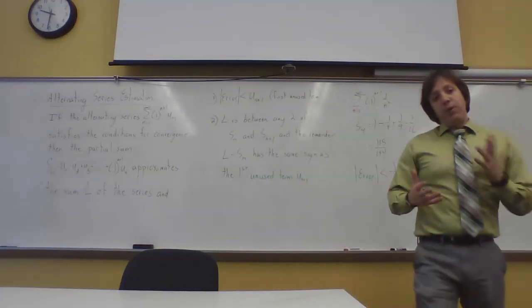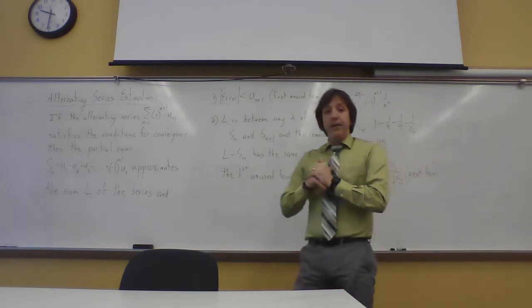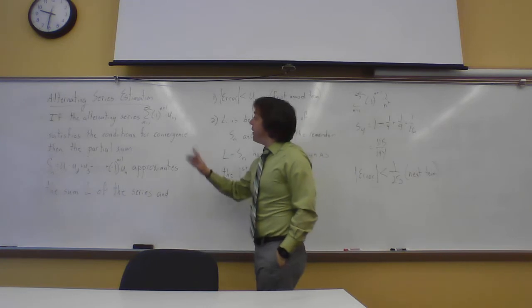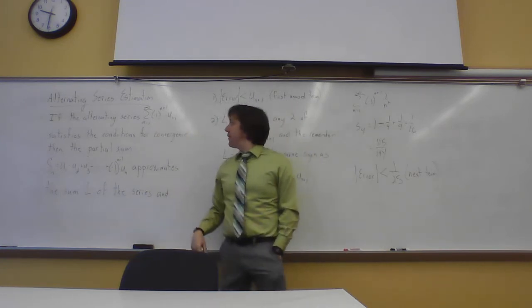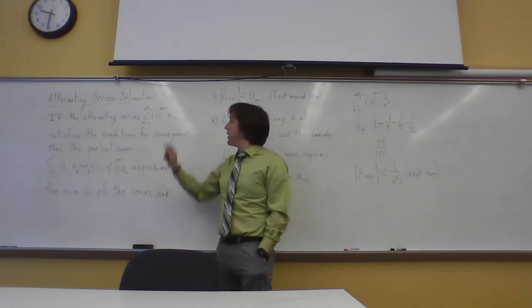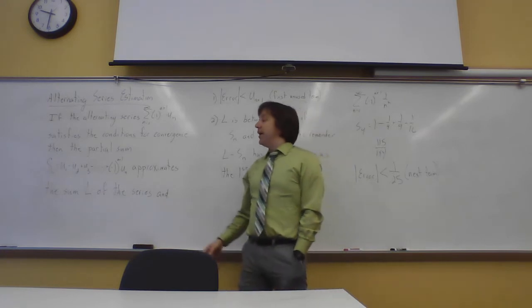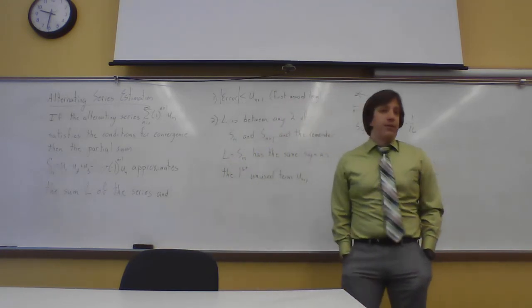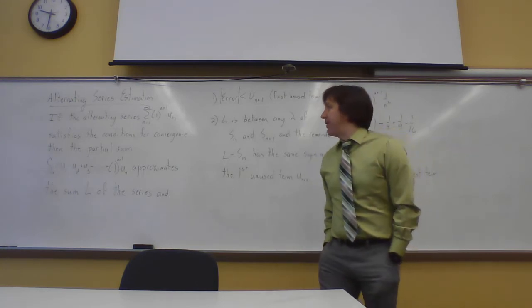All right, on this board, we're going to talk about estimating alternating sums and finding their error. If the alternating series, the sum from n equals 1 to infinity of negative 1 to the n plus 1 times u sub n, satisfies the conditions for convergence, so it has to converge. If it doesn't converge, then all bets are off.